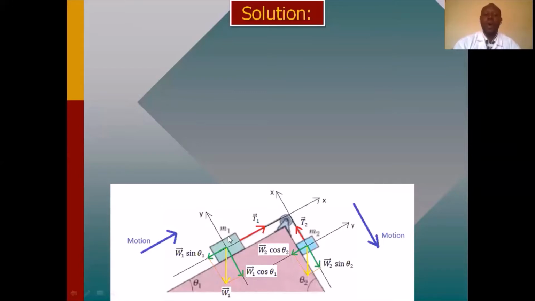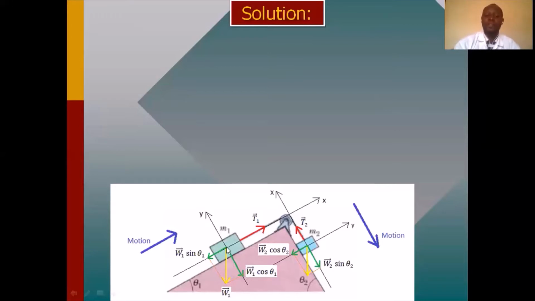Okay, now, of all forces acting on the mass 1, we have the weight 1 sine theta 1, that is pulling the mass in this direction, downward. So due to this pull, we will have the opposition in the wire, in the cord. The reaction force is the tension. Tension 1 is reacting to the pull, weight 1 sine theta 1.